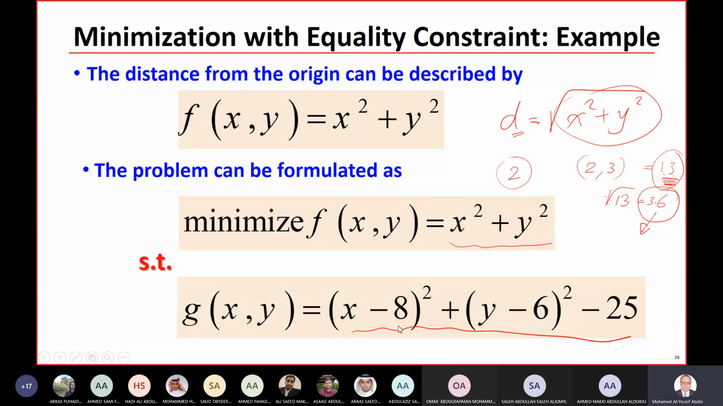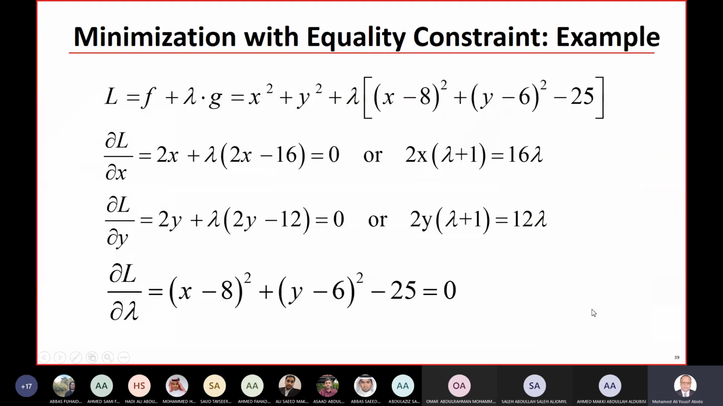And this is the equality constraint here. If you want to implement the Lagrange multiplier method, you expand this function to include the equality constraint, multiplied by lambda. We have only one equality constraint, so L = F + λG. This is F, x² + y², and this is lambda multiplied by G, the circle equation. You have here 3 variables: x, y, and lambda.